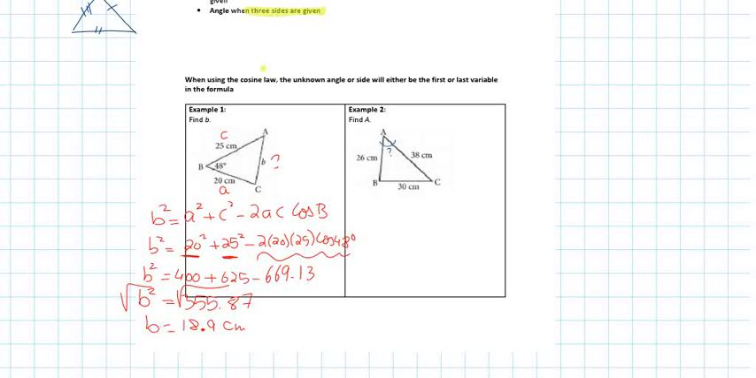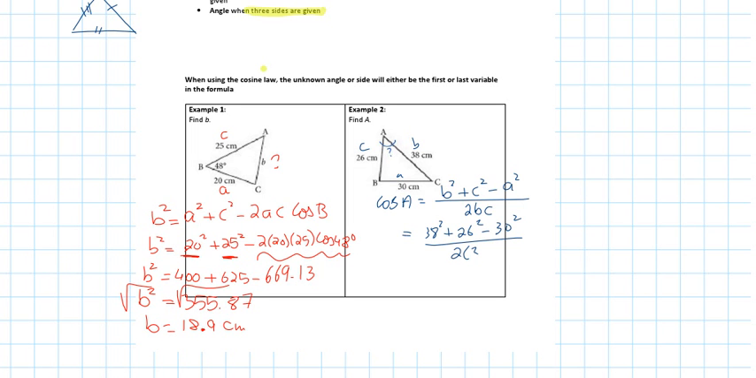So I'm looking for cos A equals b squared over 2bc. Now, here is the trick with this: after you enter all the values, let me do this, c, b, a, so 38 squared plus 26 squared minus 30 squared over 2 times 38 times 26.